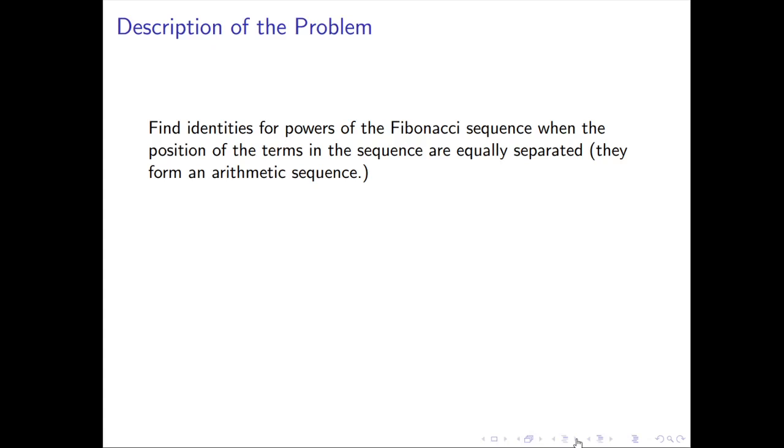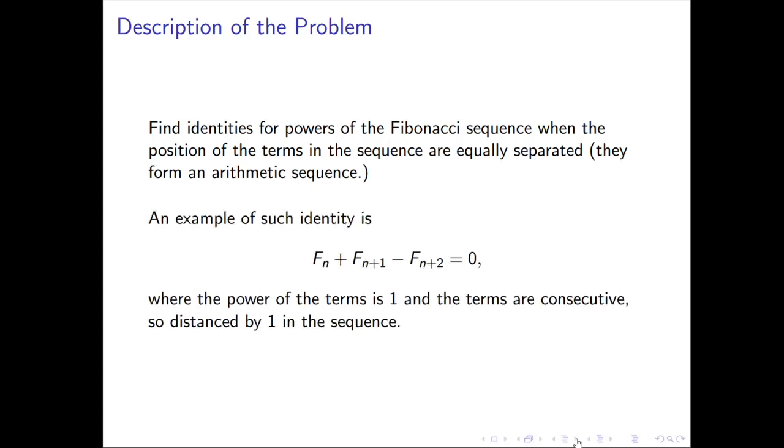What I'd like to do is to find identities for powers of the Fibonacci sequence when the positions of the terms in the sequence are equally spaced. So, for example, the identity that defines the Fibonacci sequence, f_n plus f_{n+1} minus f_{n+2} equals 0, is an example of such an identity where the power of the Fibonacci terms is equal to 1 and the terms are equally spaced at distance 1.